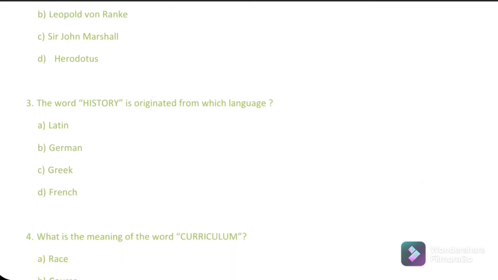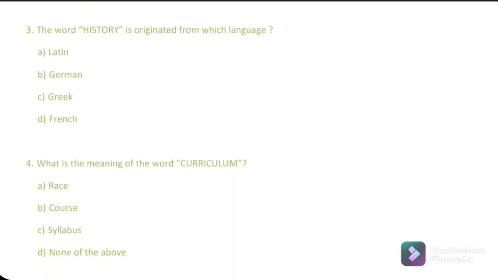Coming to question number 3, the word history is originated from which language? Option A, Latin. Option B, German. Option C, Greek. And option number D is French. So again, the very basic question, and the answer is option number C, Greek.